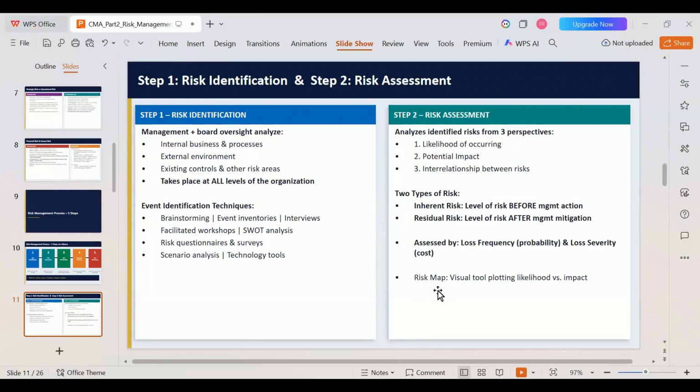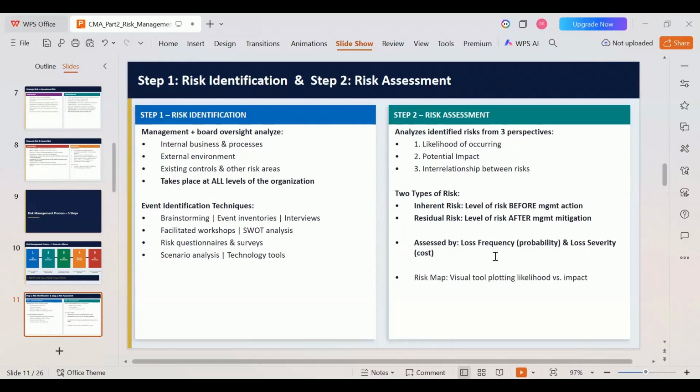So risk map means, now we know that we have to segregate the risks based on loss frequency and loss severity. Based on that, we will be preparing a graphical representation holding frequency and severity on X and Y axis, and we will be plotting the graph with respect to what is the risk, what is its impact, or what is its severity and frequency.